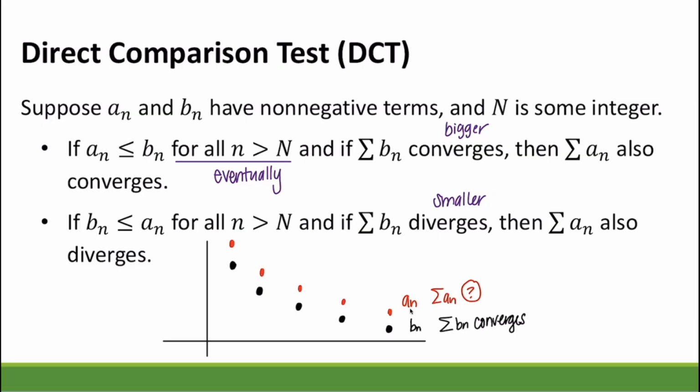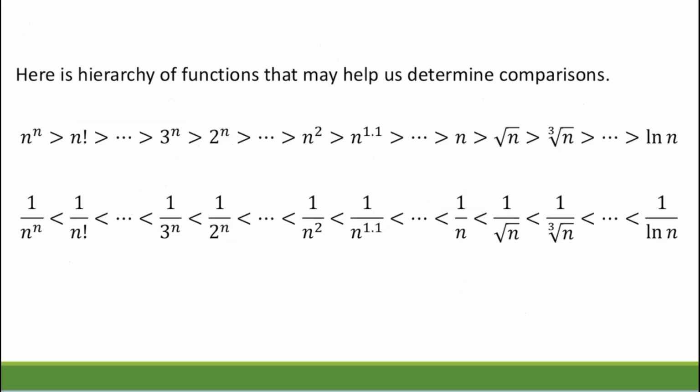To help keep it straight, I like to go back and reference that door analogy, or just really focus on the fact that a bigger convergent series is helpful, or a smaller divergent series is helpful. So BC, SD. Because we're going to have to think about what function's bigger than what, here is a hierarchy of functions that can help us determine those comparisons.